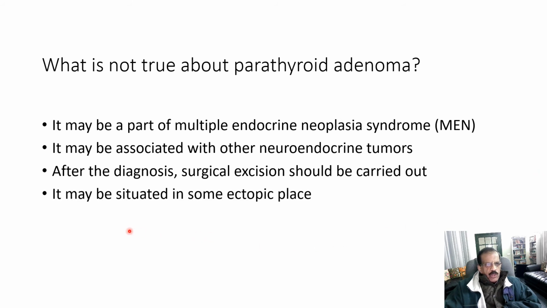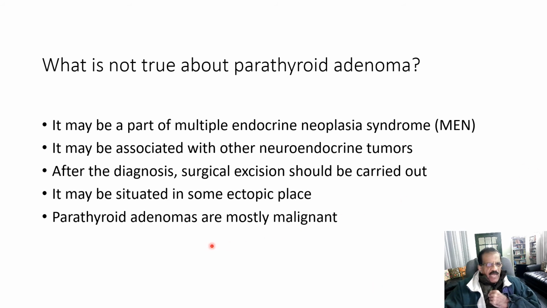It may be situated in some ectopic place. Normally, parathyroid glands are present just behind the thyroid gland, and that is where the tumor also arises. But the question says that the parathyroid tumor can actually arise from some ectopic place like the lower part of the neck or mediastinum.